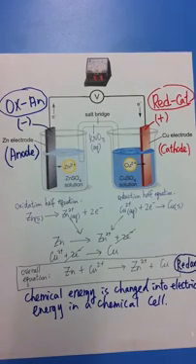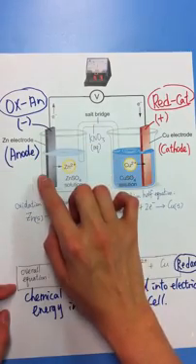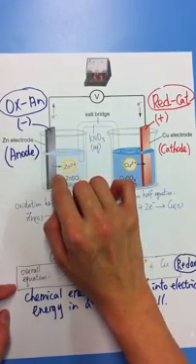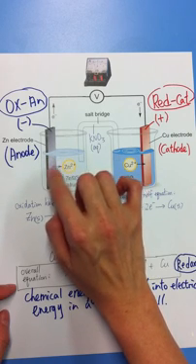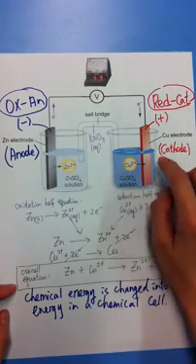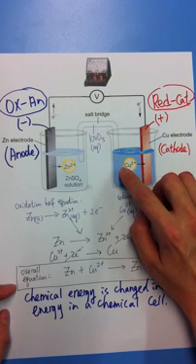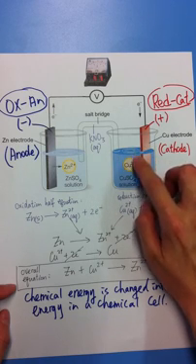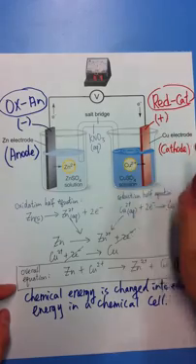Last but not the least, the observation. In this beaker, on the left-hand side, the zinc electrode will gradually dissolve. The mass of the zinc electrode decreases. On the right-hand side, in that beaker, reddish brown solid, which is copper, will be formed and deposit on the surface of this copper electrode. So the mass of this copper electrode increases.